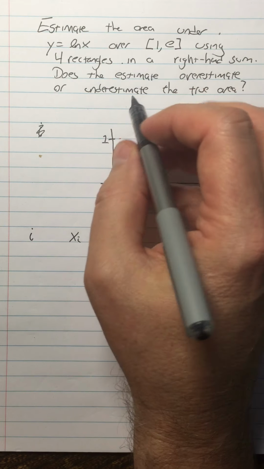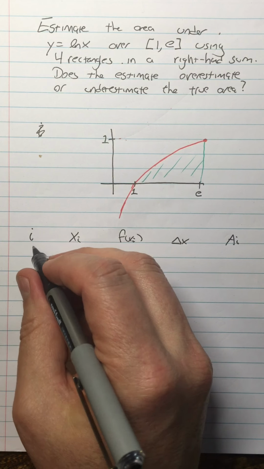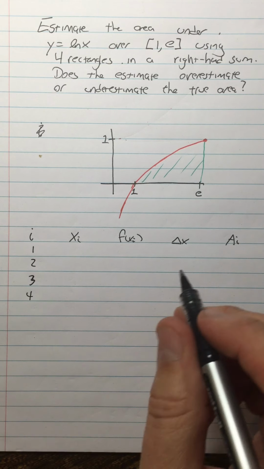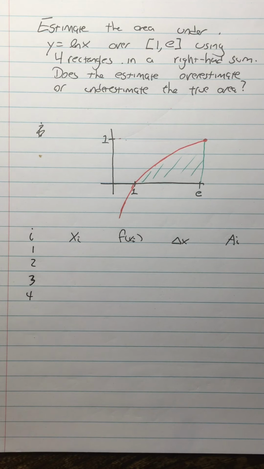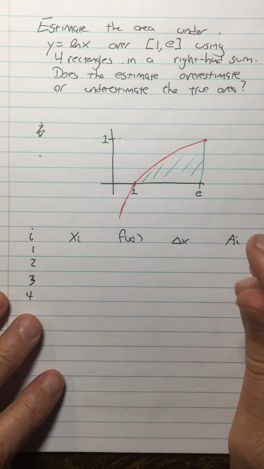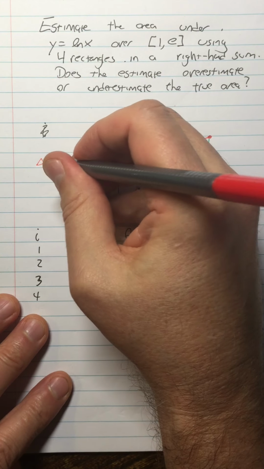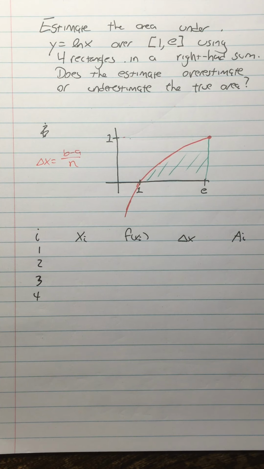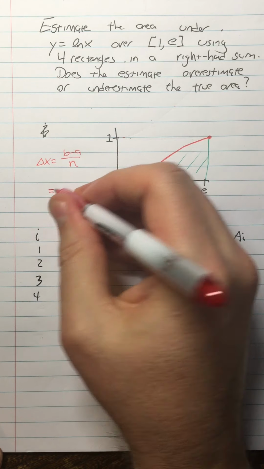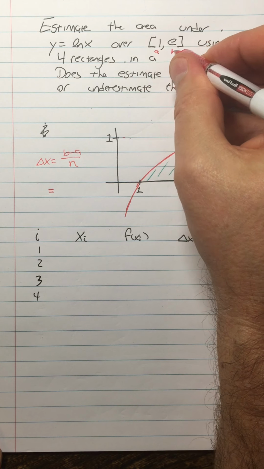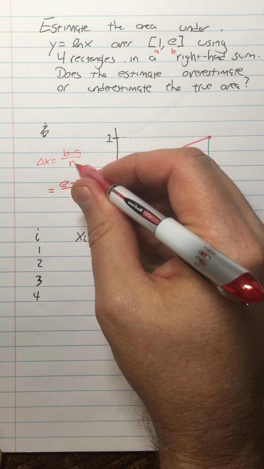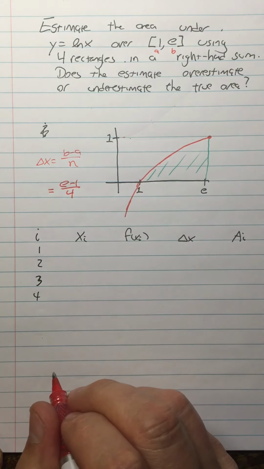Since I'm using a right-hand sum and it's 4 rectangles, my i's are going to be 1, 2, 3, 4. But what are the x sub i's going to be? And what is the delta x going to be? Well, here's where we can take advantage of our discussion before, when we realized that delta x is always the length of the interval divided by the number of rectangles, which should be common sense. My interval is from 1 to e, so this is a and this is b. My b minus a is e minus 1, over my n, which is 4 rectangles. It's e minus 1 over 4.